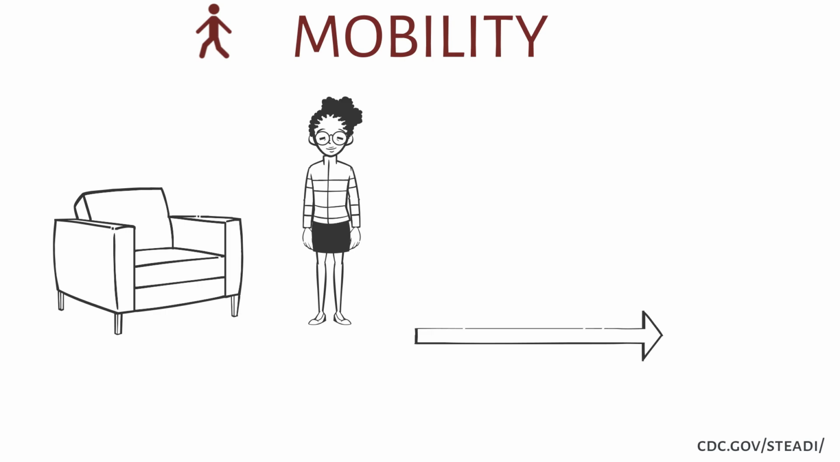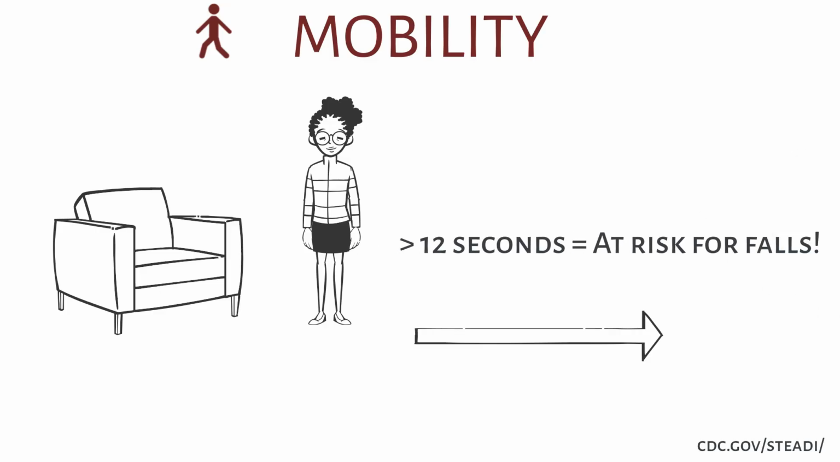An older adult who takes greater than 12 seconds to complete this test is at risk for falling. Other things you should take note of during this test are their gait, sway, or loss of balance, indicators that further evaluation may be needed. Refer slow walkers to physical therapy.